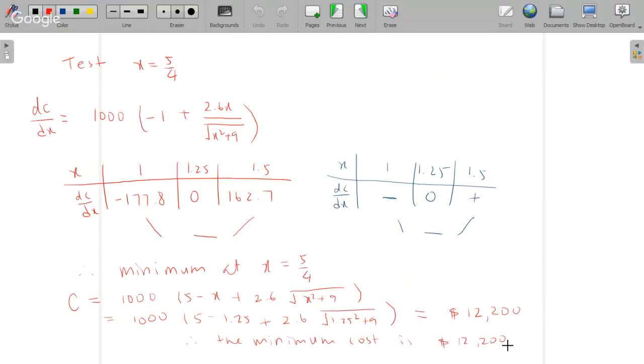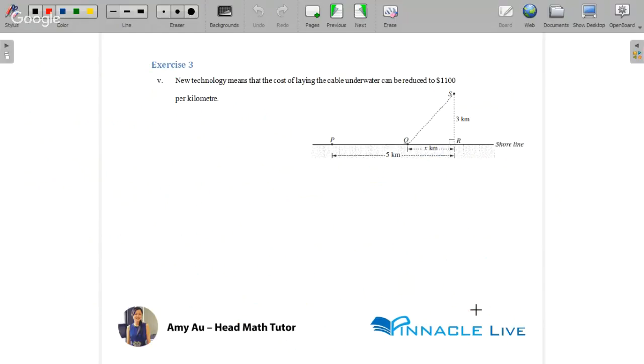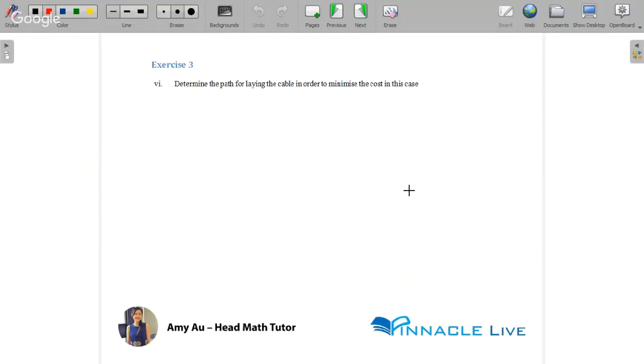All right. So moving on. The fifth part. So we've got some sort of new technology, and that means the cost of laying the cable underwater can be reduced down to 1,100 per kilometer. Okay, it looks like I'm missing a question here. One sec. Oh no, the question is the next part. Okay, so the question is actually that. Accidentally split it up by accident.